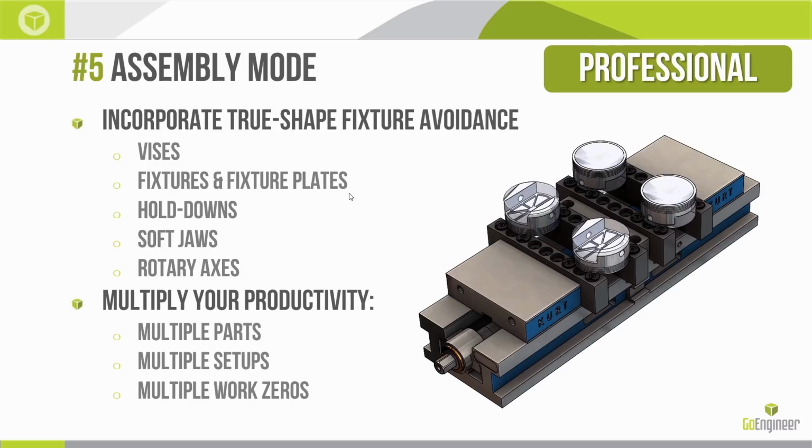So we use this all the time. This is my preferred way of programming before I actually send a part or a program to the machine, especially if my work holding is going to potentially interfere with my toolpaths. So by accurately displaying my vises, my fixtures, clamps, rotary axes, I'm going to be able to reduce or minimize the amount of mistakes I make at the machine.